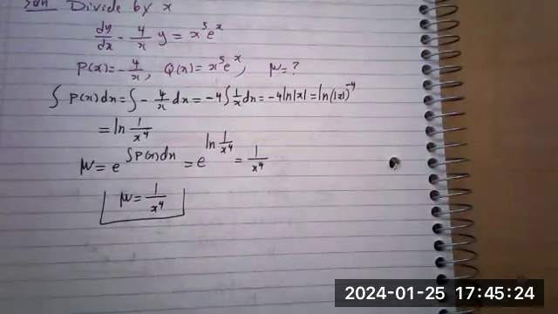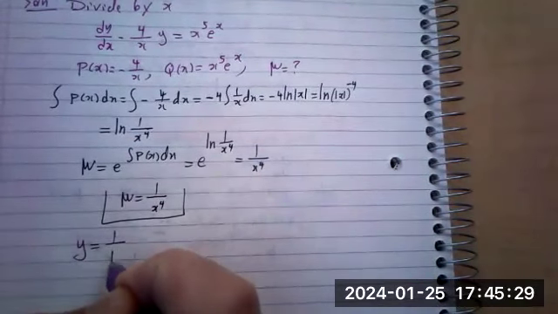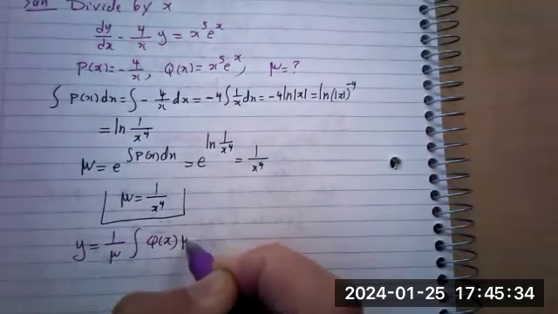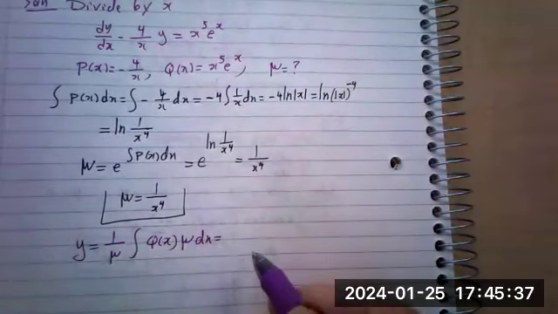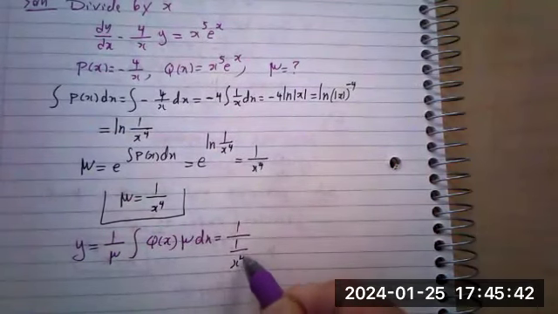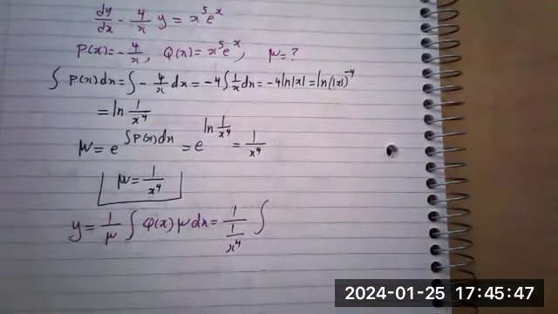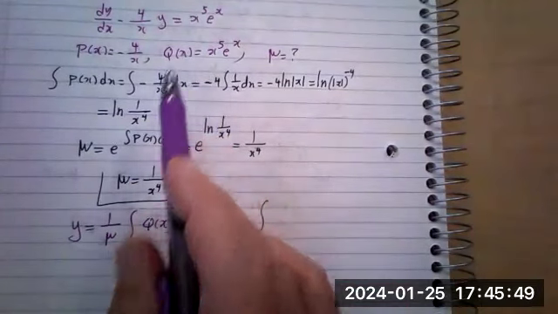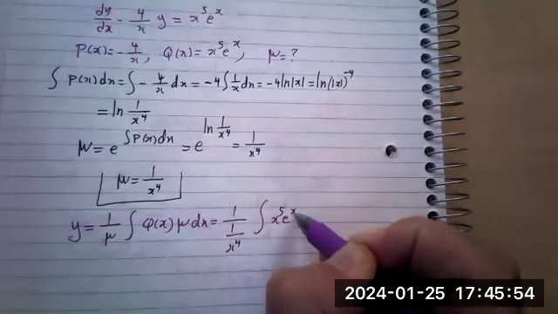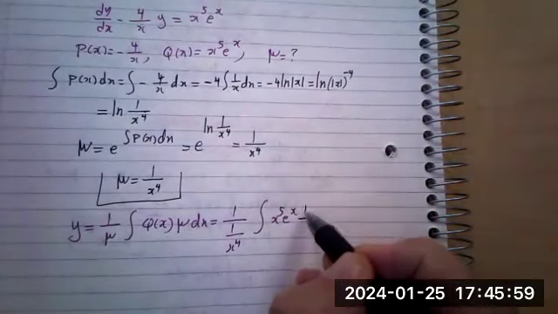Now we are ready to propose the solution. So the solution is y equal to 1 over mu times the integral of q(x) times mu dx. 1 over mu would be 1 over x to the 4. And q(x), remember q(x) was x to the 5th e to the x. x to the 5th e to the x, times mu, and the mu is 1 over x to the 4.